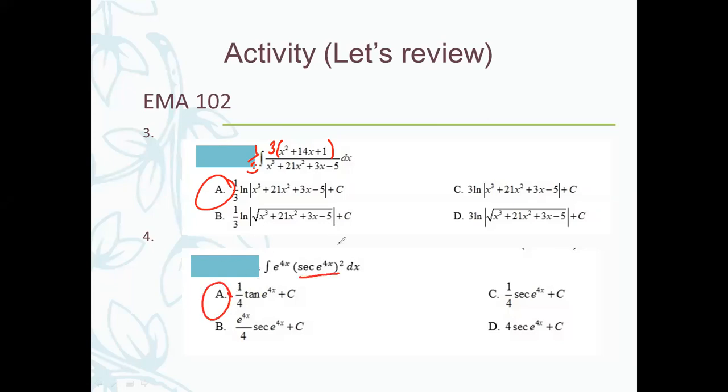This one can be written in the form secant squared of e raised to 4x. And we know that secant squared is the derivative of the tangent. So you need to make sure that this e raised to 4x is in here because it's its derivative. You lack 4, so you introduce 4 here. You place 1/4 outside. So Bobby is correct. The answer for number 4 is letter A. Should be tangent of e raised to 4x divided by 4 plus C.